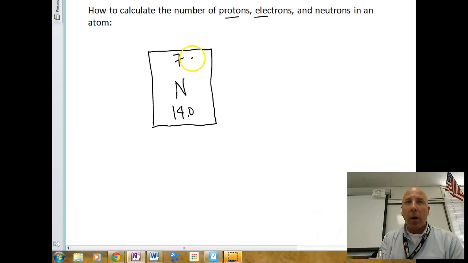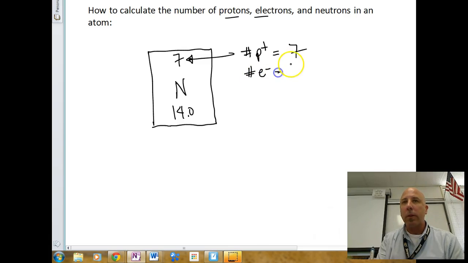Remember, our atomic number is this number on top. That's going to be equal to the number of protons. So we'd say the number of protons is 7 in nitrogen. Now, if nitrogen is neutral, then that's also equal to the number of electrons. So we'd say nitrogen has 7 protons, 7 electrons.